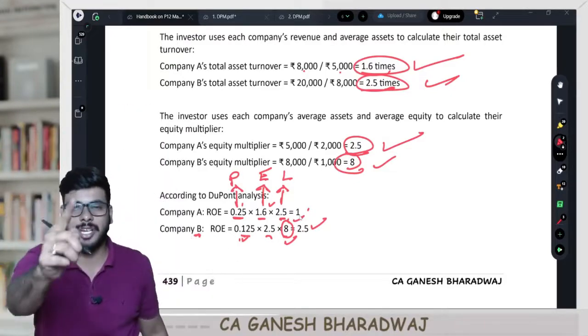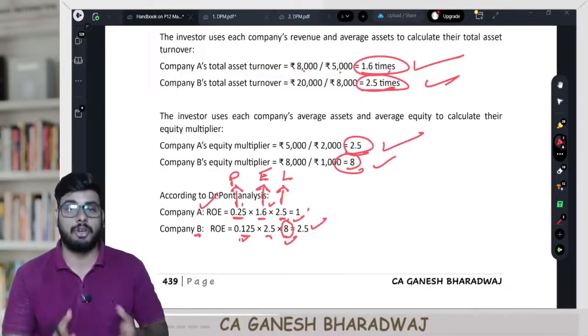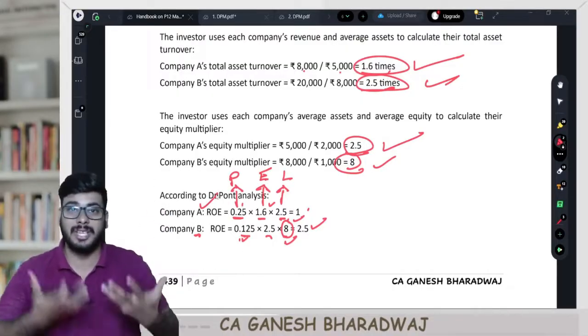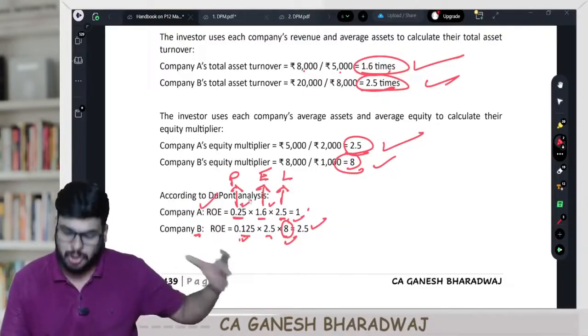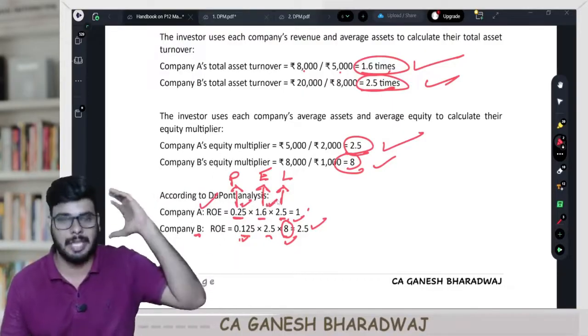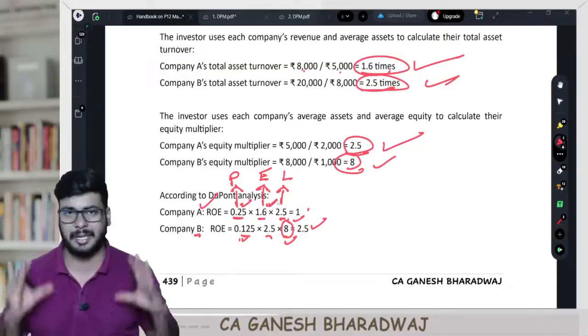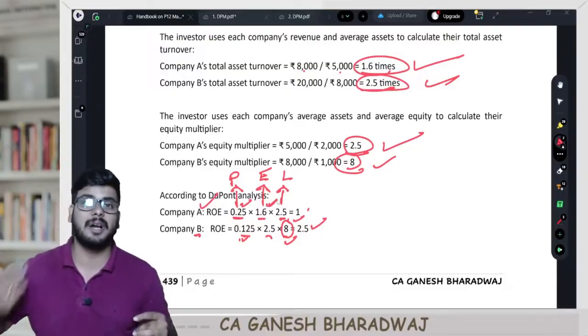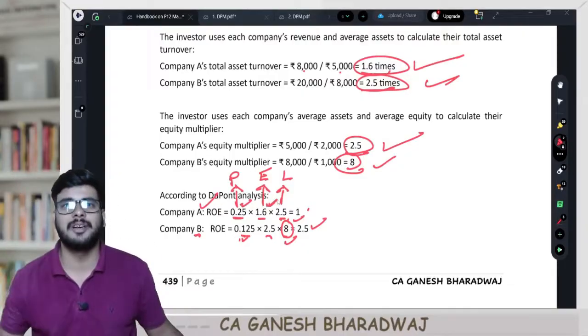Clear with this? So now any day I would prefer company A over company B. Why? Because company A is organically growing as compared to company B. Look at this. It's got 25% profitability, 1.6 times efficiency, and some decent leverage. They are also making use of the leverage effect, but they are not dependent completely on the leverage for reporting their return on equity. Clear with this, guys?